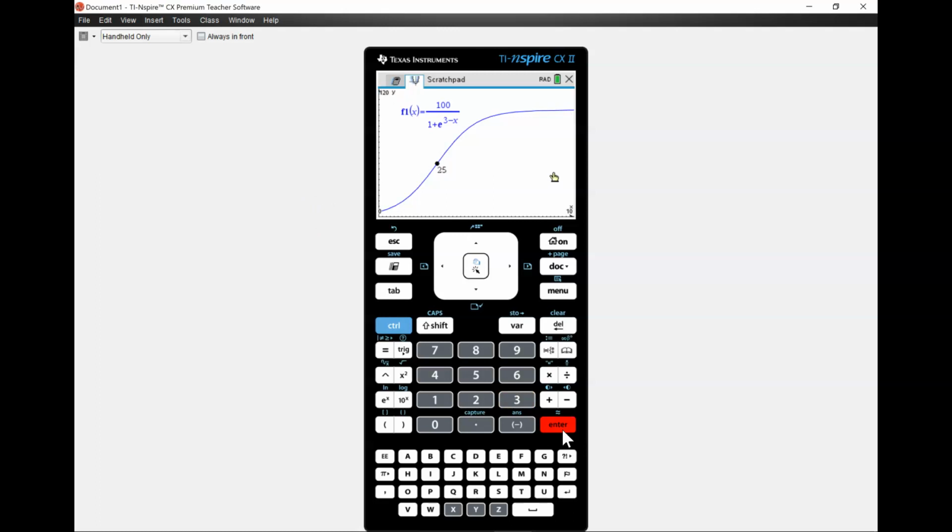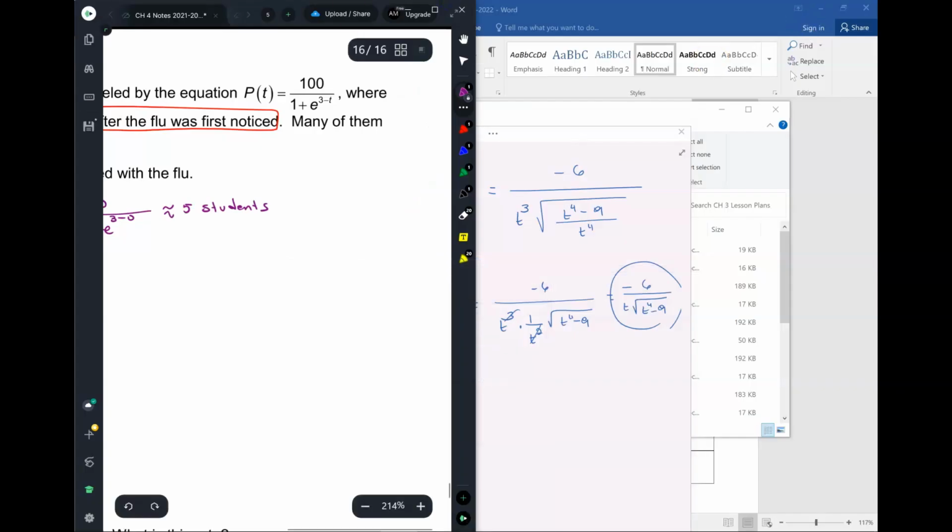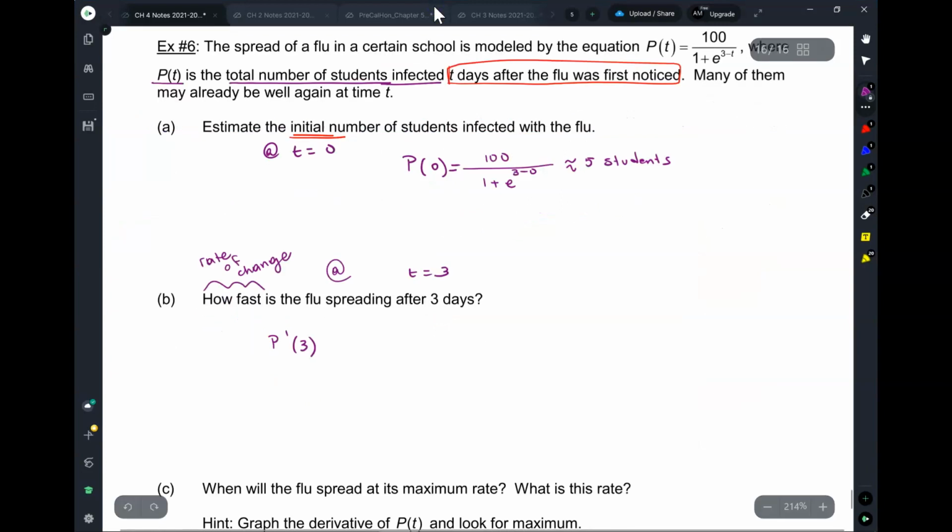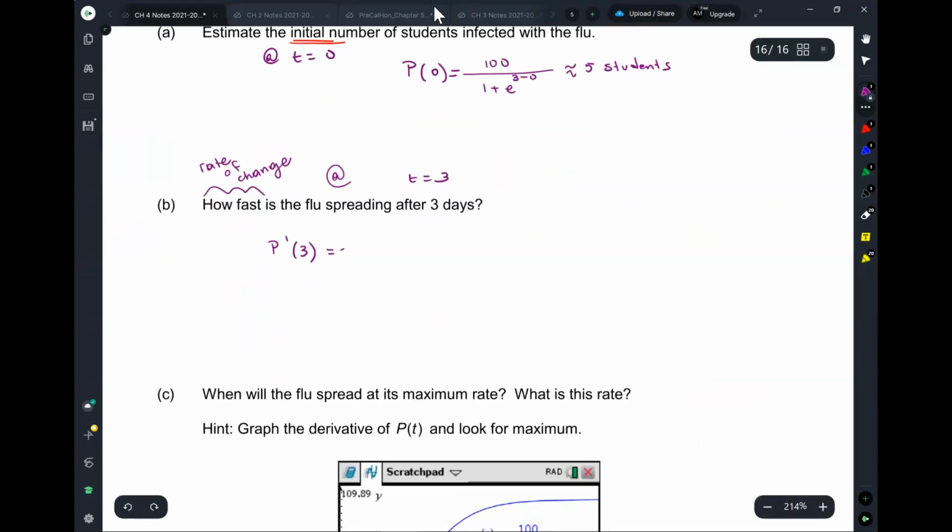Does it make sense that the slope over there is 25? Like over here, does it make sense that there is a rise of 25 over 1? Yeah, because this is 120, so each increment can be about 10, 15, 20. So here, P prime of 3 is 25.